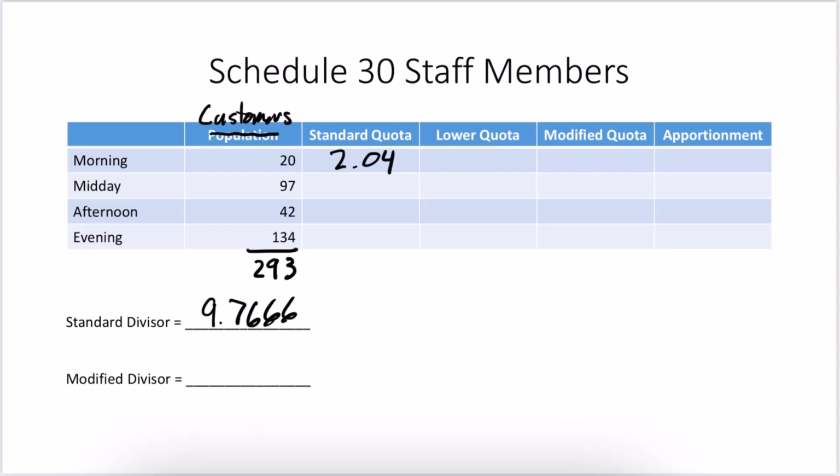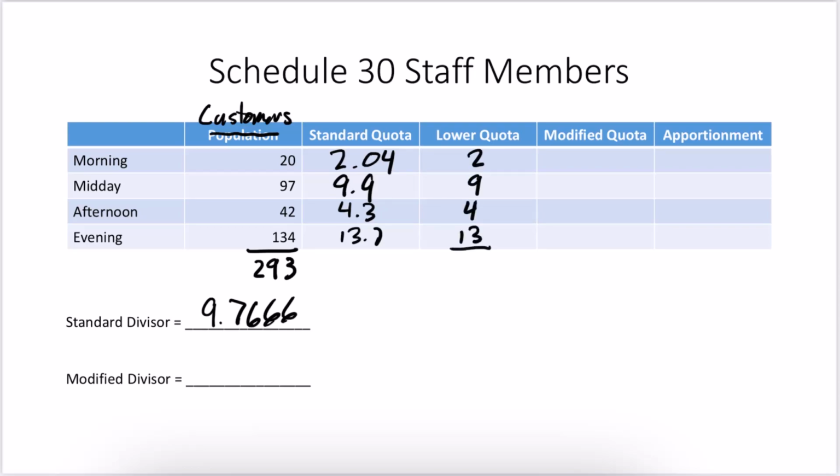If I do the midday customer numbers, so 97 divided by 9.7666, that gives me 9.9. And then if I do 42 divided by 9.76666, that gives me 4.3. And then I'll do 134 divided by 9.76666, and that gives me 13.7. So my lower quotas are going to be 2, 9, 4, and 13.